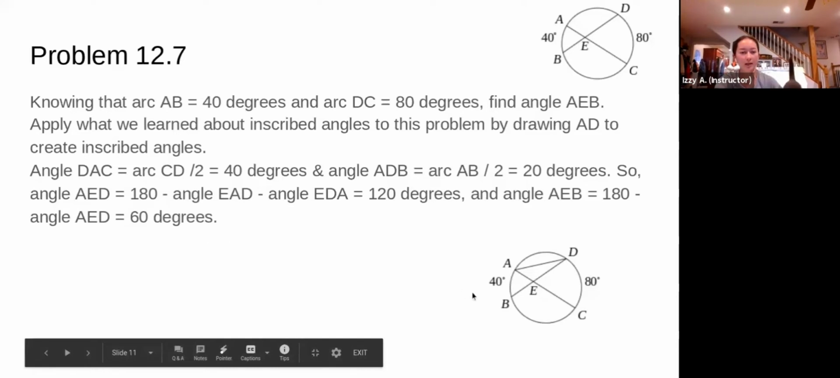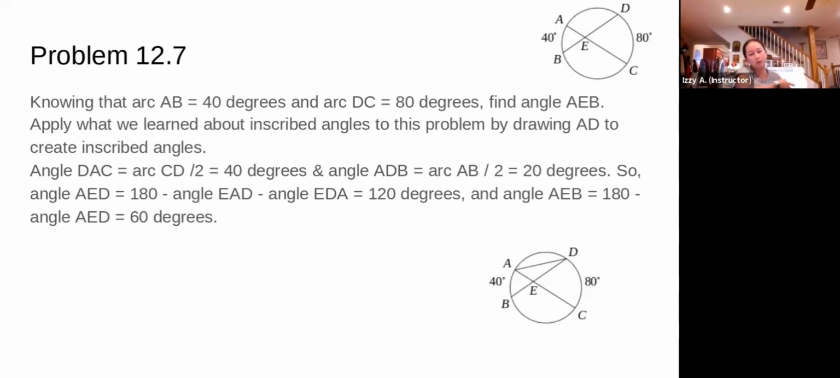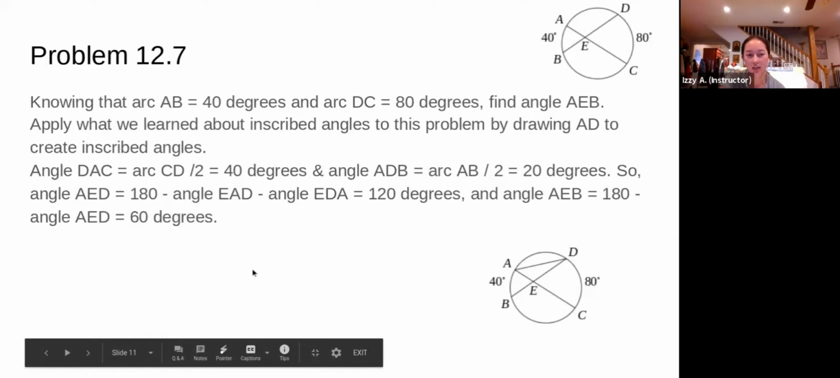So angle AED is going to be equal to 180 minus angle EAD minus angle EDA, which is 120 degrees, and angle AEB is going to be equal to 180 minus angle AED, which would be 60 degrees.